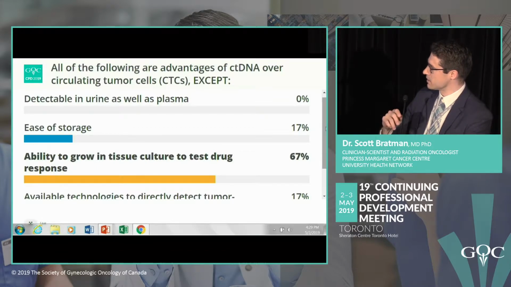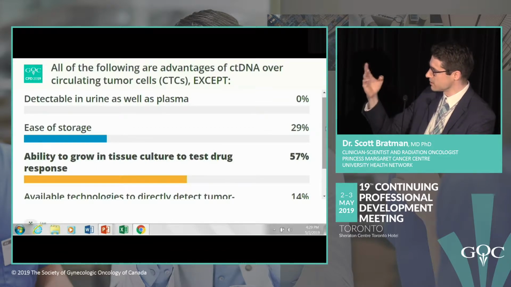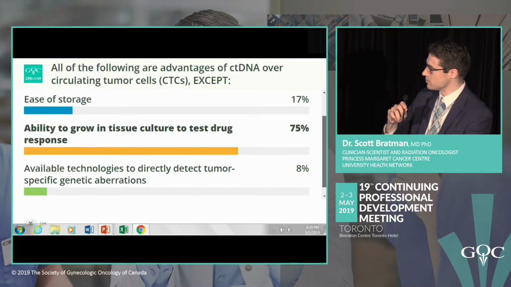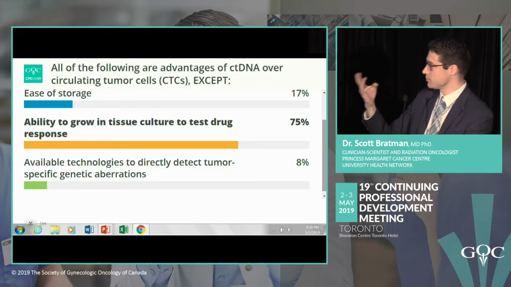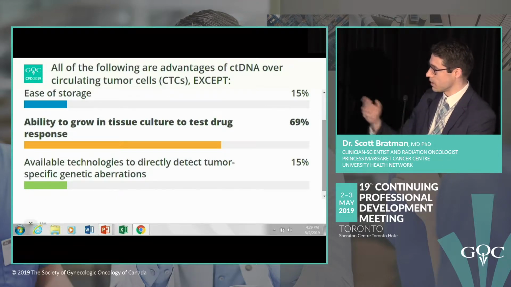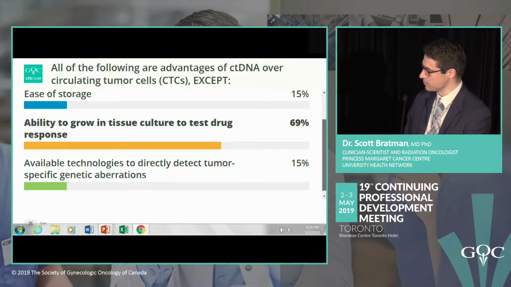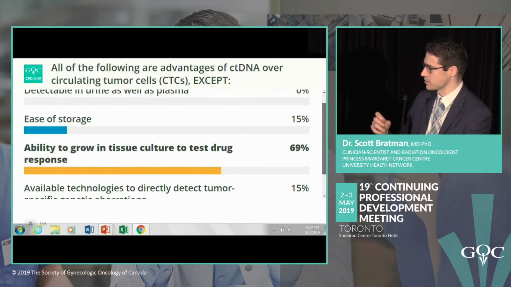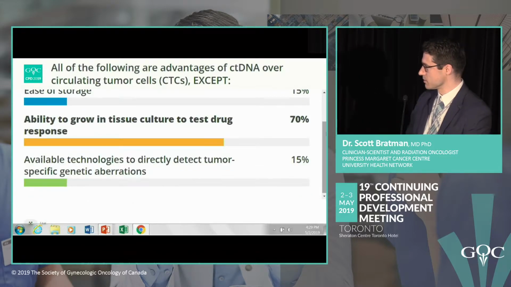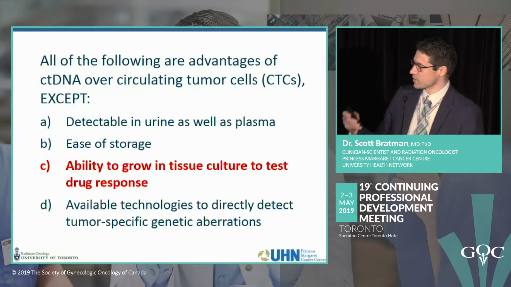Which of these, ctDNA versus CTCs, are detectable in urine as well as plasma, are easier to store, are able to be grown in tissue culture to test drug responses, or have available technologies to directly detect tumor-specific mutations. And as these answers are coming in, I think you get the right idea. So we can move on.